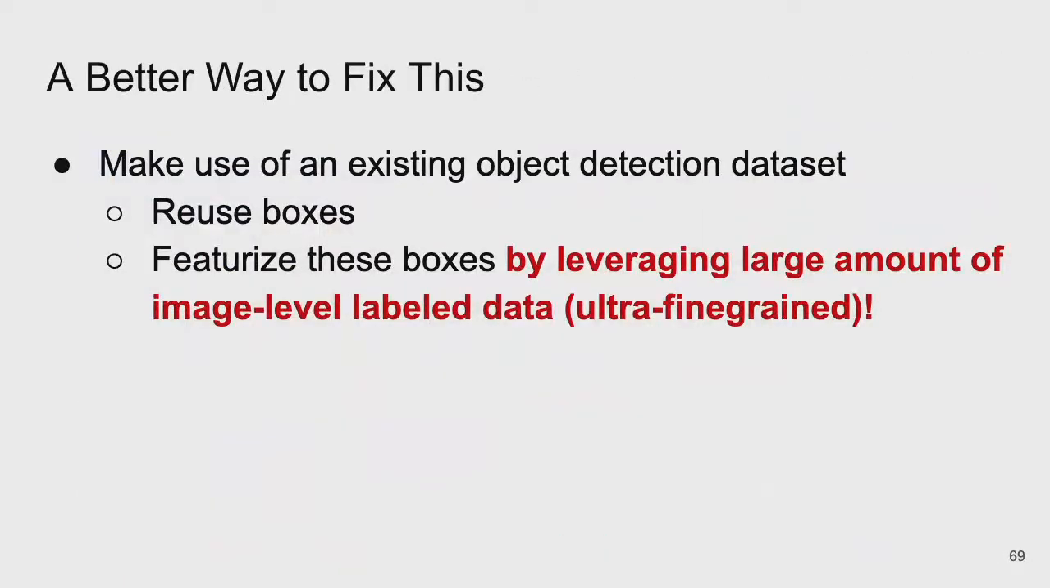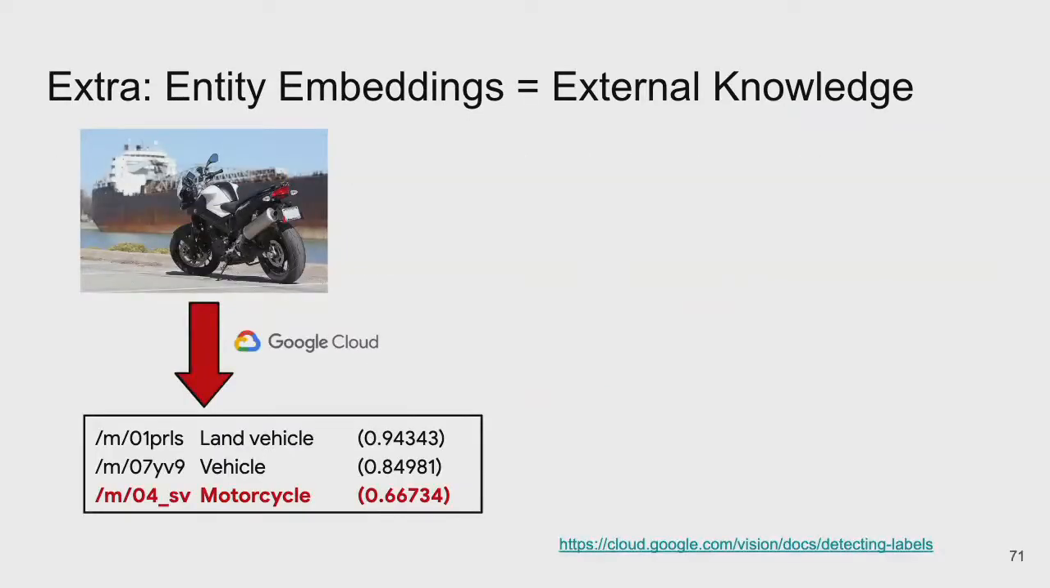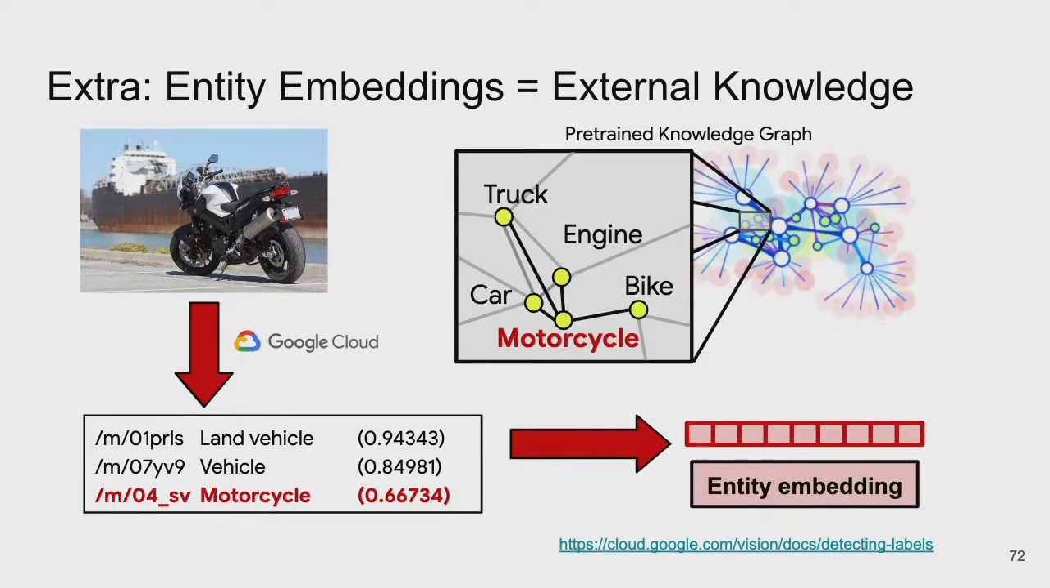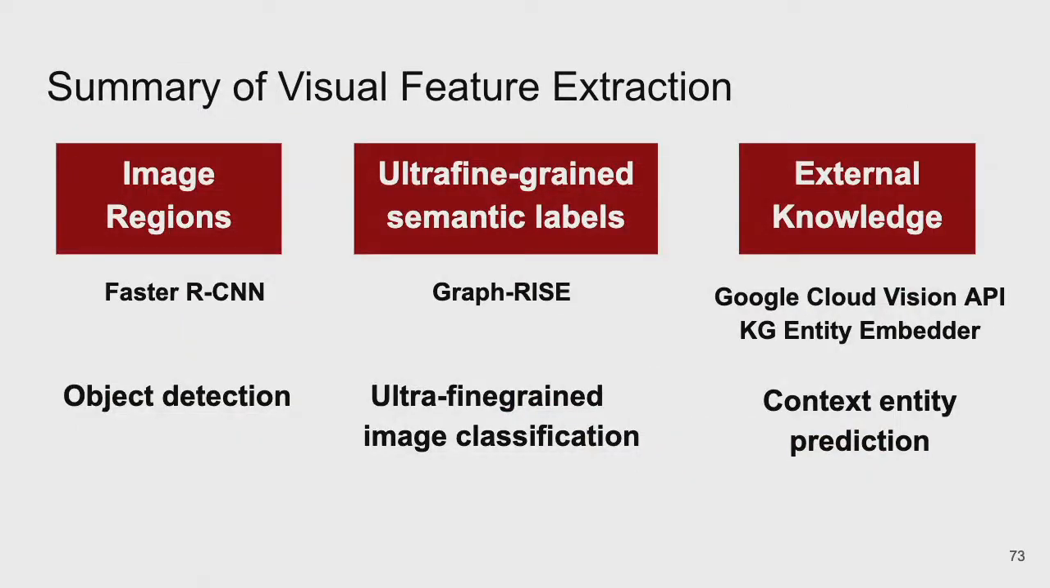So this part is ultrafine grain now, right? We can reuse boxes. Just an extra thing here, we also do entity embeddings. Basically it's external knowledge, where if you use Google, you can get entities in a knowledge graph, and you can get entity embeddings based on this knowledge graph. So, a summary of visual feature extraction: you extract regions from Faster RCNN, and then use a graph to featurize it, so we get ultrafine-grained semantic label features. And then you can add this extra external knowledge as well.